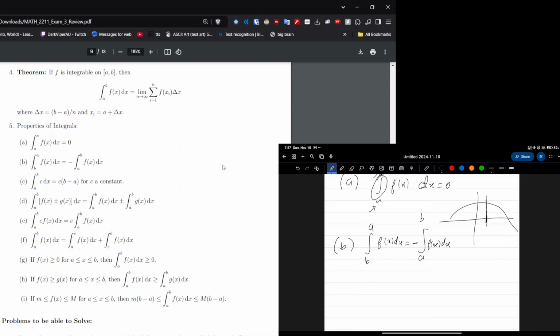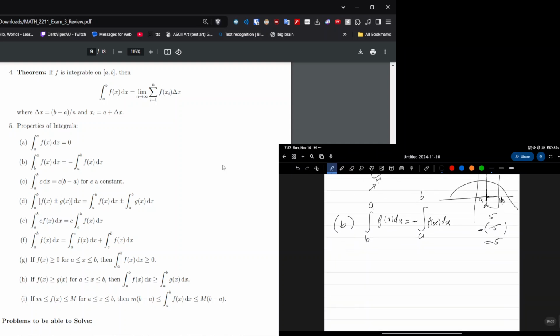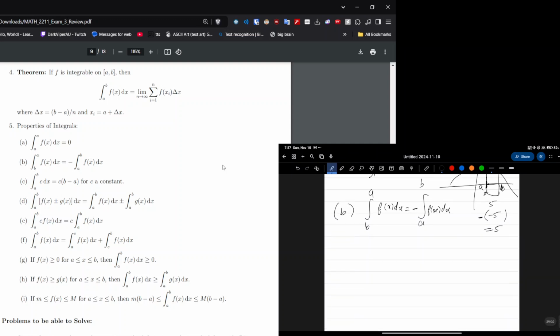Let's say I have the area from here to here. If I want to find the area from a to b, let's say it was plus 5, but if I found it from b to a, it becomes negative 5. To counter that, I put a negative outside, so it becomes 5 again. It's all about finding the area under the graph.